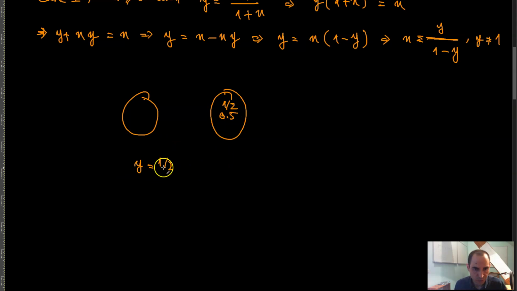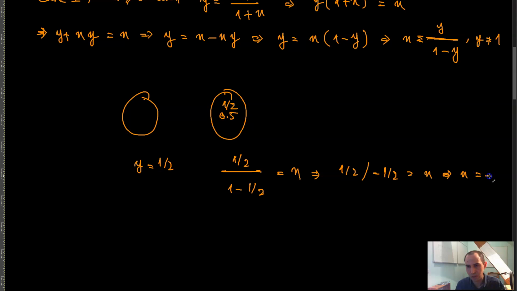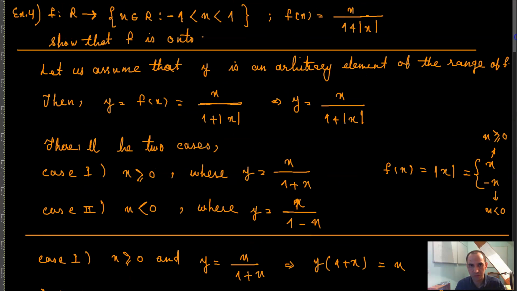Which means that if I set y is equal to 1/2, I will get basically 1/2 over 1 minus 1/2 is equal to x. So x would be equal to 1/2 over 1 minus 1/2, which is 1/2 over negative 1/2... and therefore x is equal to negative 1, which belongs to the set of real numbers. And this is important, it's important that x can be found here, which is the set of real numbers.